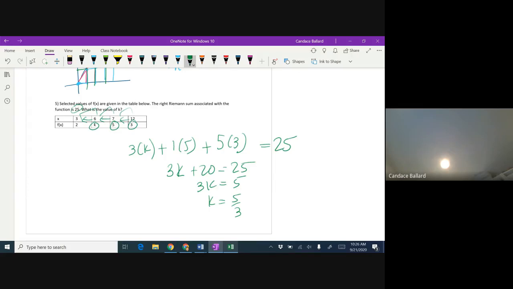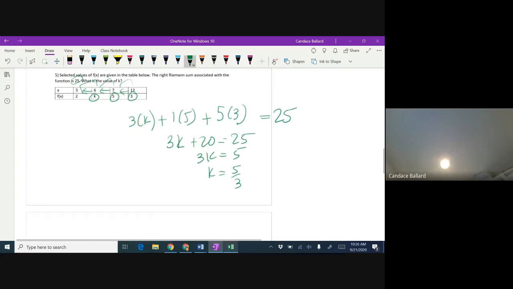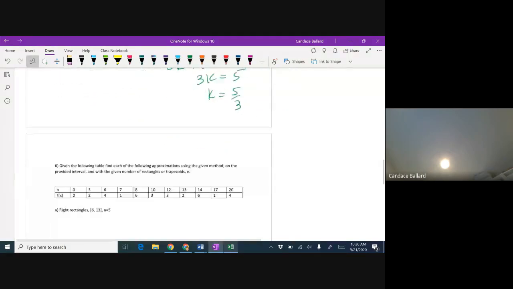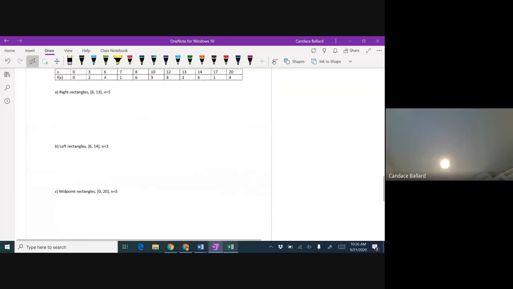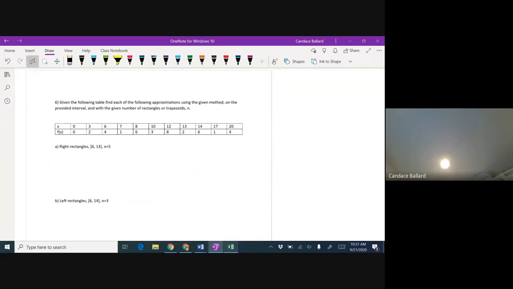That's what happens when I try to make up problems fast. All right, we got one more here that we're going to work on. So this last one, it basically runs you through all 4 different of the Riemann sums, okay? But you got to be careful in your table.